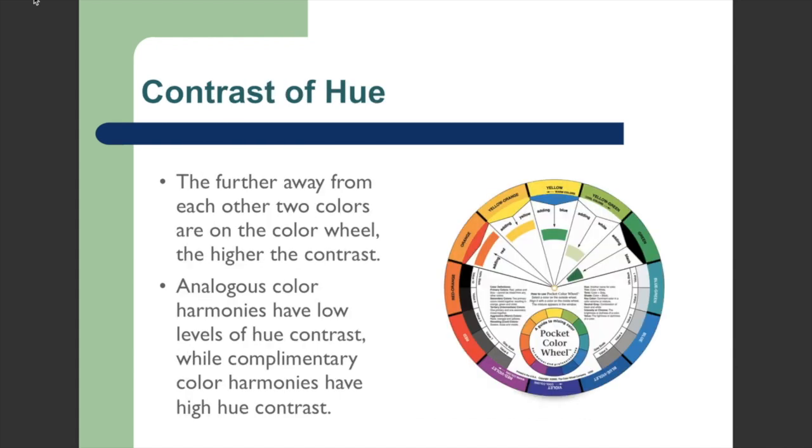So a color could have a contrast of hue. So yellow and violet have strong hue contrast, okay? They're very far from each other on the color wheel. Whereas yellow and yellow green have a low hue contrast.